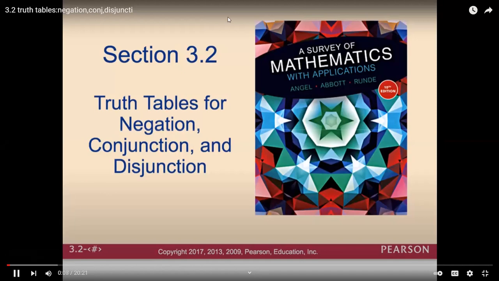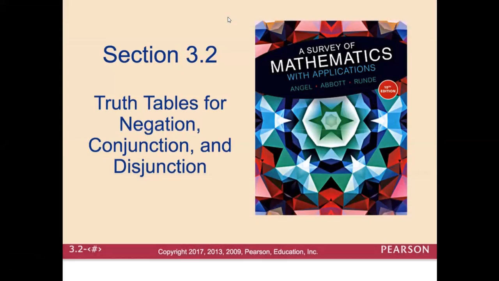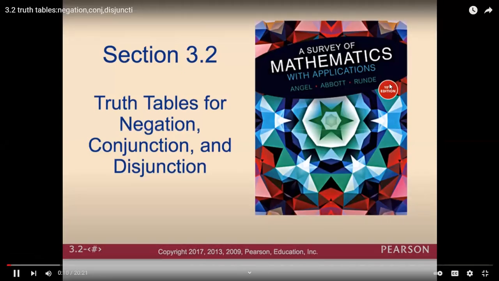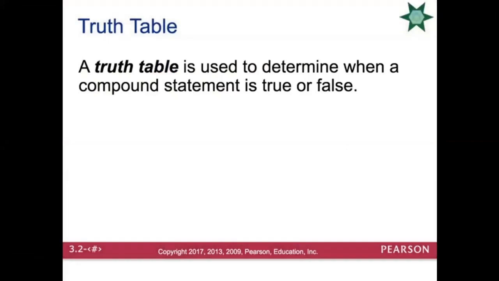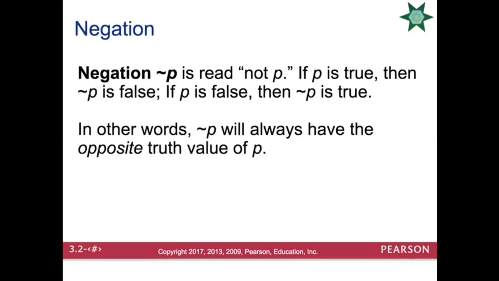We're going to start creating truth tables in this section, and I'll give you some pointers on how to do that. A truth table is used to determine when a compound statement is true or false. So if someone tells you a phrase, you need to break it down into multiple parts and use the truth value from each statement to determine if the entire statement is true. The first thing you're going to deal with is the negation. So remember, the negation is read as not P.